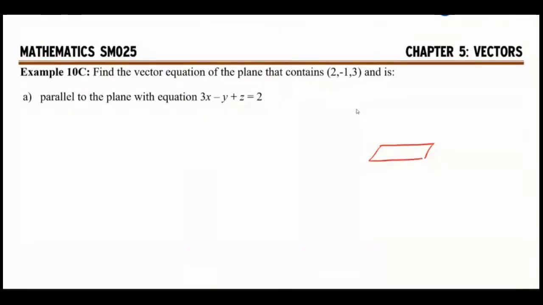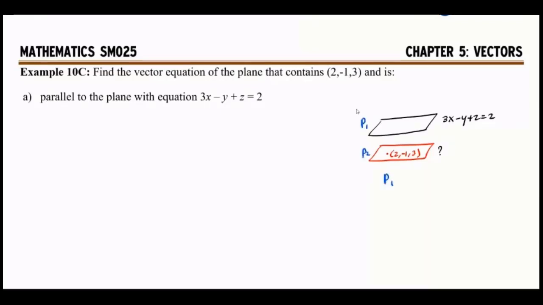So it contains a point which is (2, -1, 3), and it says that it is parallel to another plane. The plane given is 3x minus y plus z equal to 2. So to get the plane below, the red one, since it says parallel, let's say this one I put as P1, and this one as P2.